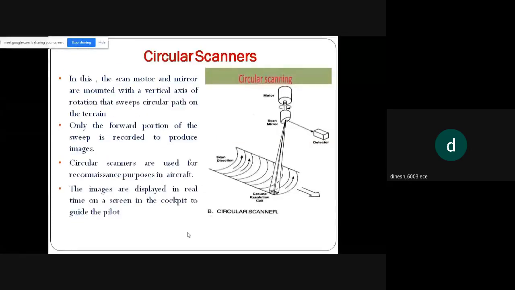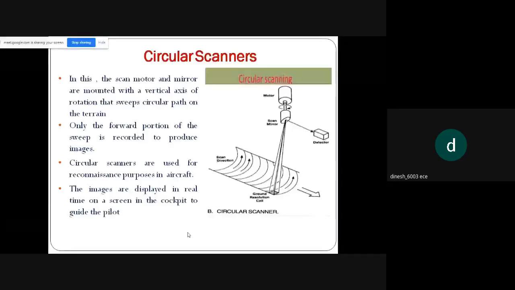Next is the circular scanner. The scan motor and mirror are mounted on a vertical axis of rotation that sweeps a circular path on the terrain. You can see a scan mirror, a motor that rotates, and this will scan in a circular path such that it will be detected.